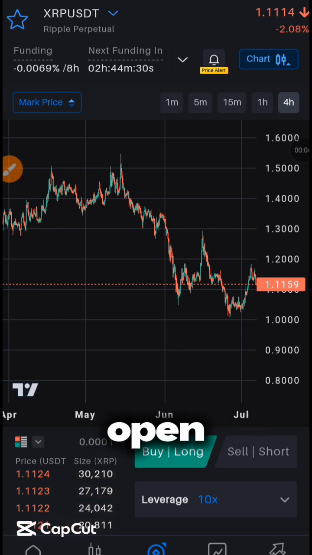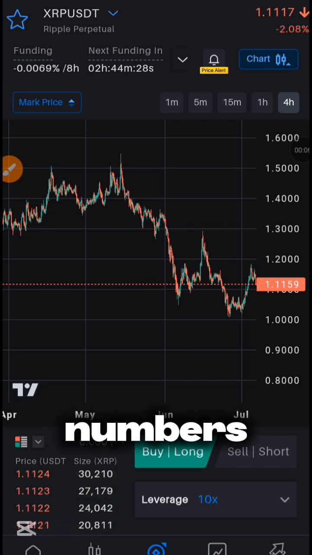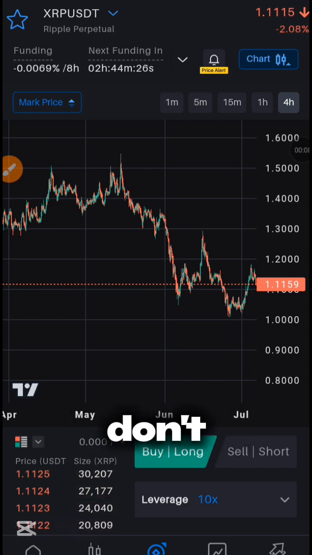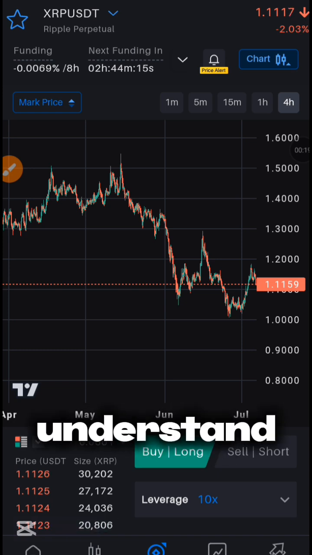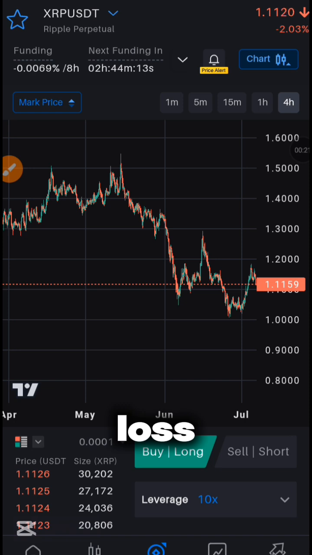Most beginners open futures trades. They see the numbers moving up and down, but they don't actually understand how much they are making or losing. They just see a green or red candle and hope for the best. But in futures trading, if you don't understand P&L, profit and loss, you're basically gambling blindly.